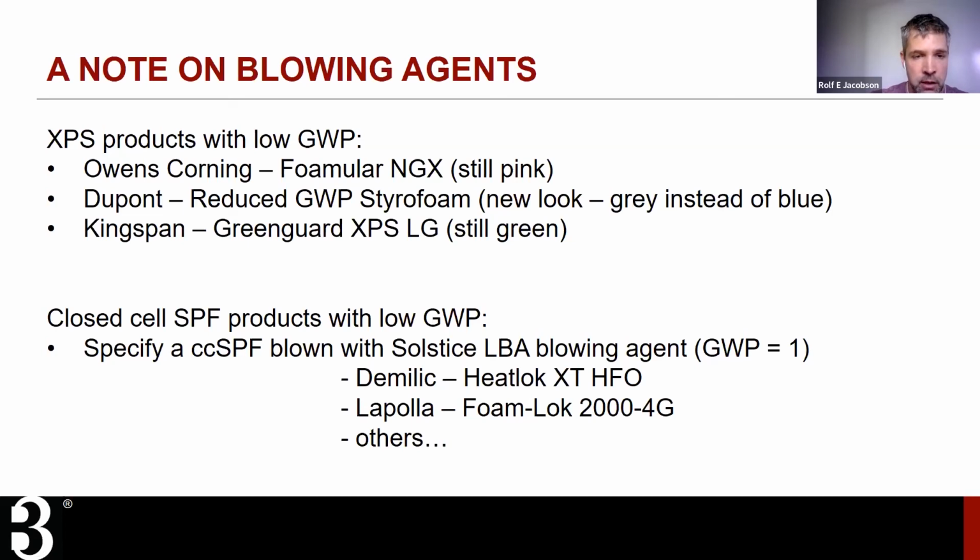Similarly, in the closed cell spray foam world, there is a new blowing agent called Solstice LBA. It has a global warming potential of just 1, so that would be equivalent to carbon dioxide. There are a few products available made with this blowing agent. Demilec makes a foam called Heatlock XT HFO, HFO again referring to the blowing agent. Lapolla makes Foam Lok 2000, and there are some others that I did not list here, but those top 2 are the biggest ones.